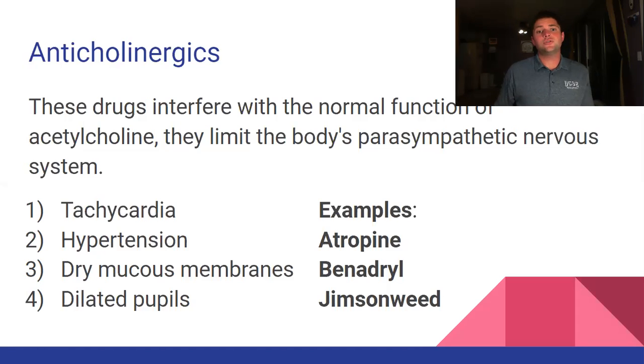So an anticholinergic is a drug that interferes with normal function of acetylcholine. They limit the body's parasympathetic nervous system. Okay, cool. Tachycardia, hypertension, dry mucous membranes, and dilated pupils. Examples are atropine, Benadryl, and Jimson weed. Atropine is actually one of your medications. It's only one of your medications for a very specific cause, but in a nerve agent poisoning, EMTs can use atropine. And they use atropine mixed with pralidoxime. They're called Mark 1 auto injector kits, and they're specifically for nerve agent poisoning. This is like military stuff and below.